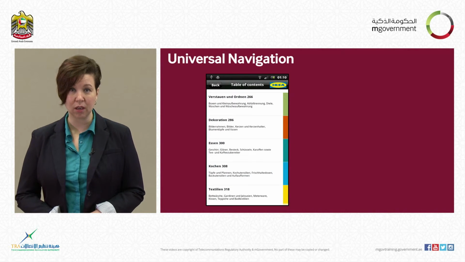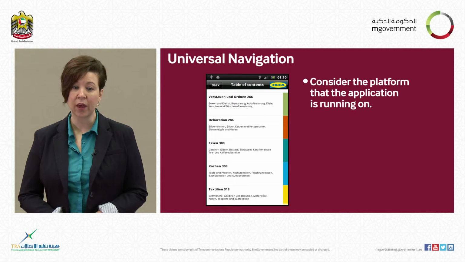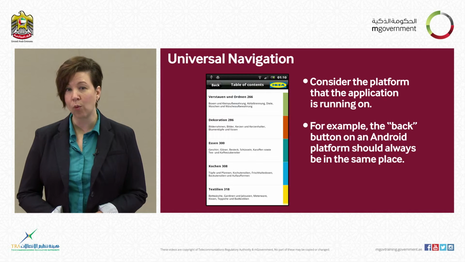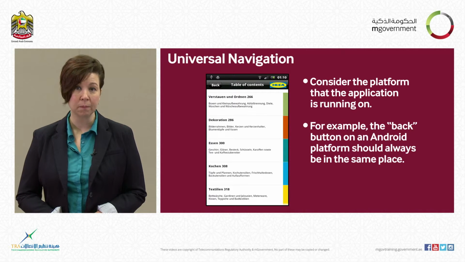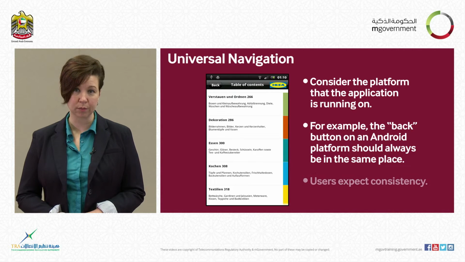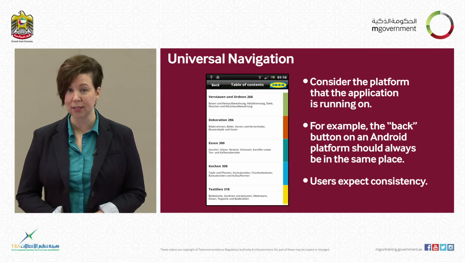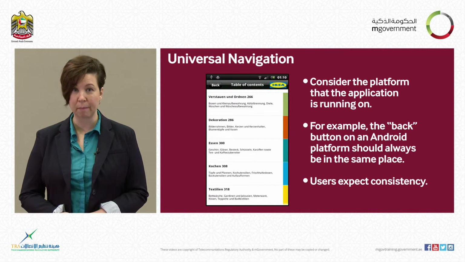Universal navigation is another important factor to consider. You consider the platform that your application is running on and then meet all of the requirements for that platform. Users expect consistency. Therefore, I want to ensure that, for example, the back button on my Android application is in the same place always for Android platforms. Or if my application is meant for iOS, I want to ensure that the controls match the same controls as iOS.